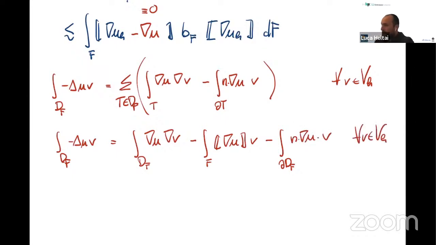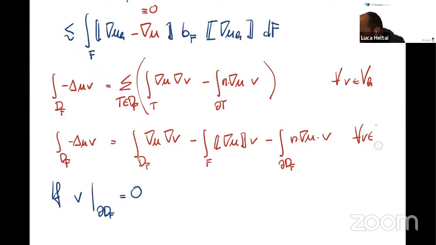That's for v in vh. Okay. So if I look at this over here, if v on the boundary of df is equal to 0, I don't need to have this on vh. So this is for any v. So what I wrote here is valid for any v which is H1 piecewise, for any v smooth enough. Let's write this for any v smooth enough.